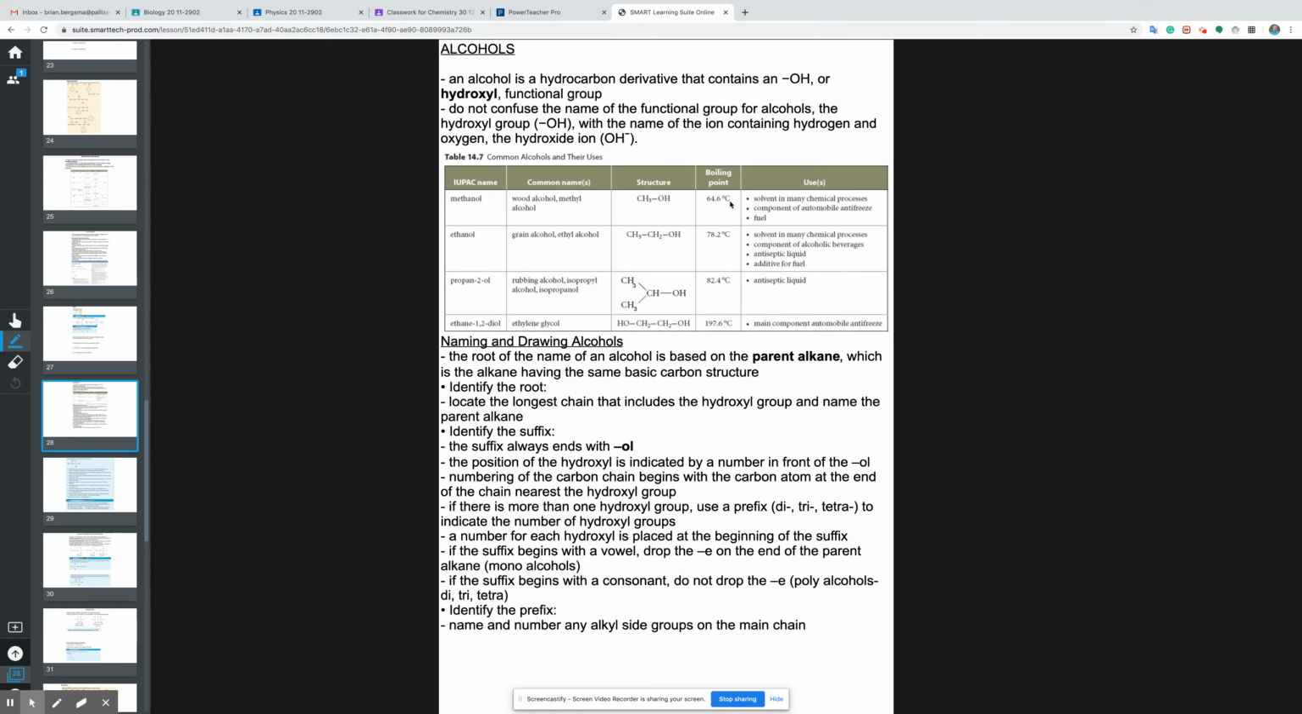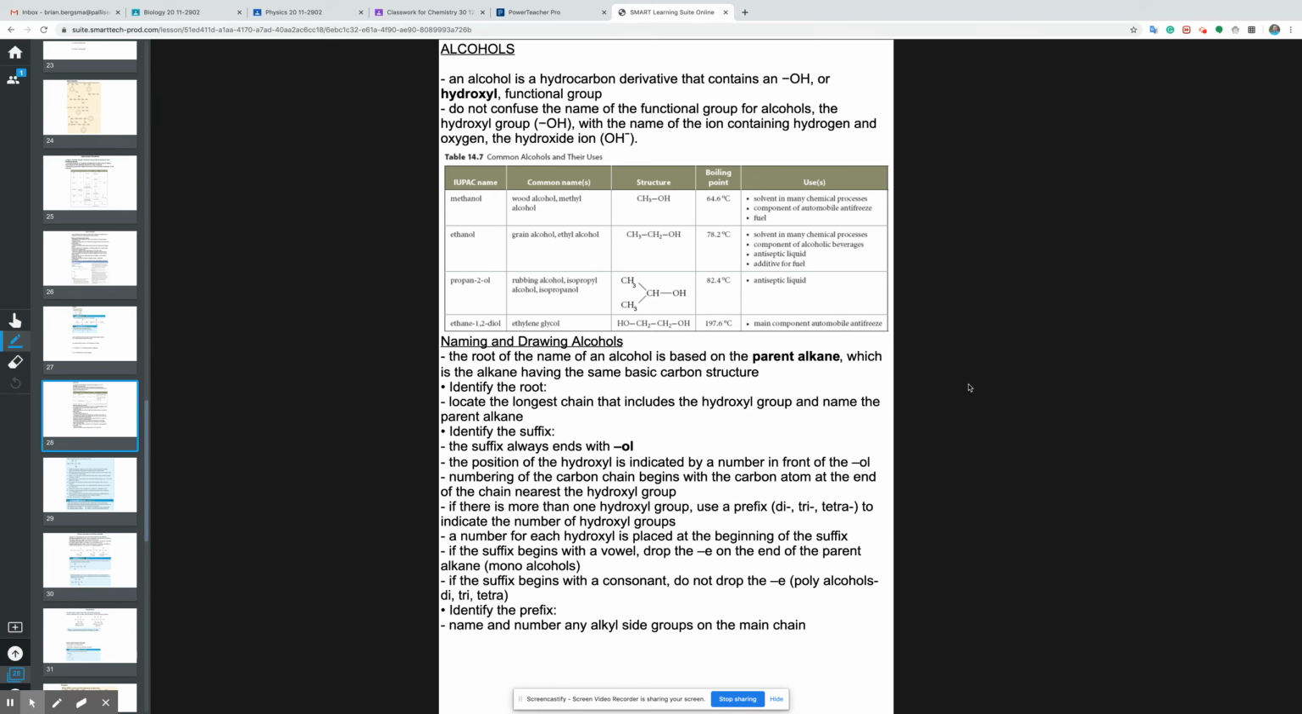One thing to notice too is the boiling points. What happens to boiling points? If we think of methane, it's a gas at room temperature, but methanol has a boiling point of 64.6. Because of this OH group, its boiling point goes way up. The boiling point goes up because of the hydrogen bonding happening in our OH hydroxyl group.